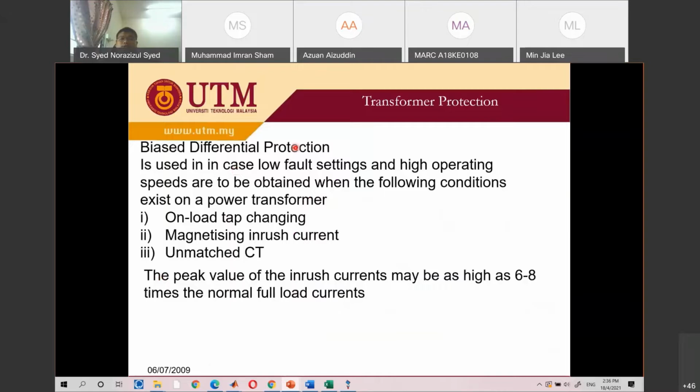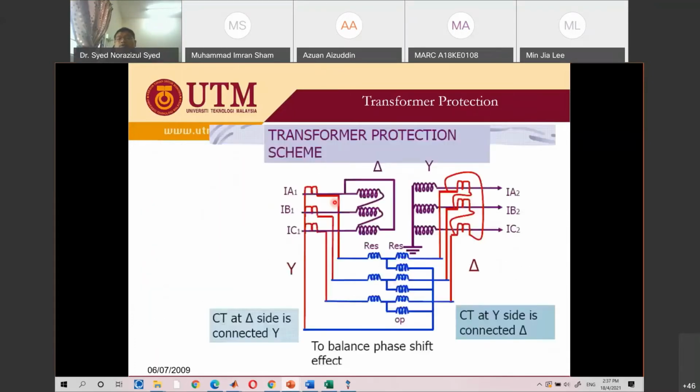Biased differential protection is used where low fault setting and high operating speed are to be obtained when the following conditions exist on the power transformer: during on-load tap changing, during the magnetizing inrush current, and also unmatched CTs. Basically, when we choose the CT, previously I mentioned that CTs have their own standard values. For example, you can find 525/1 or 533/1. The values are very simple, whether you want 100 or 150, 200, 250.